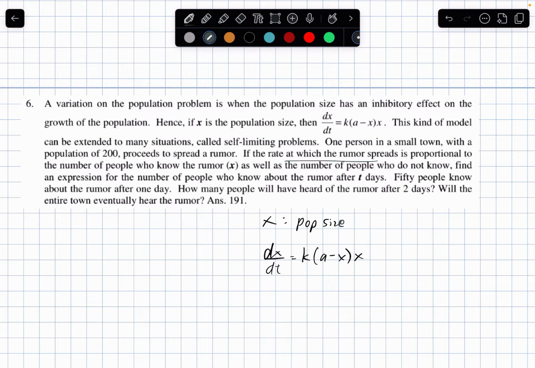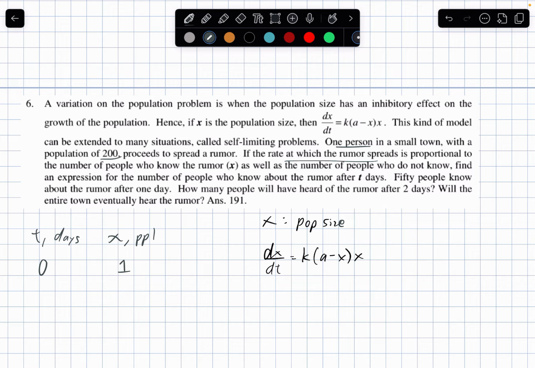This is a gossip kind of question. So we start with one person in a small town with a population of 200. Let's have time and x. The x unit is person, for example. t is what? Days. We start with 0 days. One person proceeds to spread a rumor. So one person already knows about that information on the 0th day.